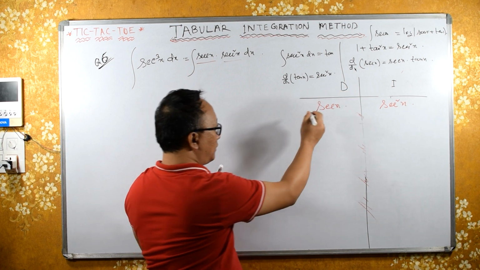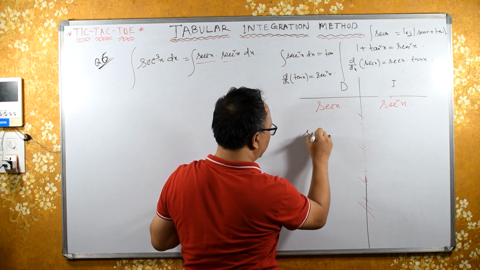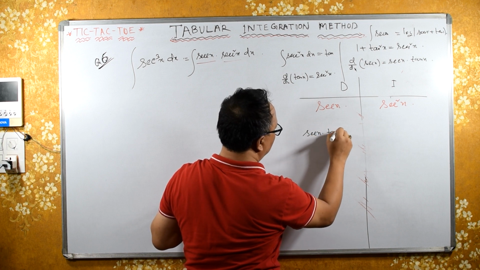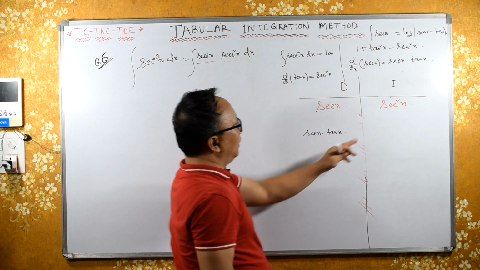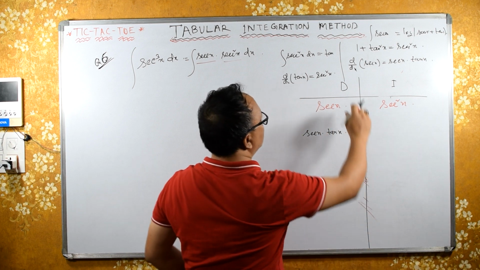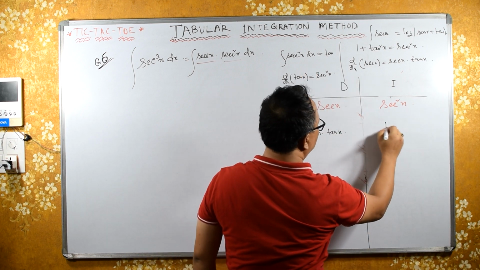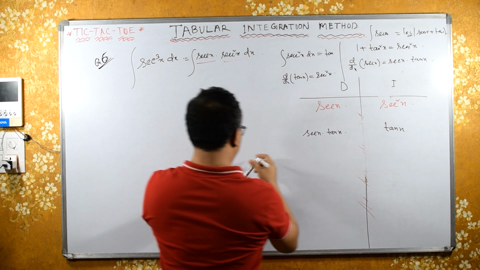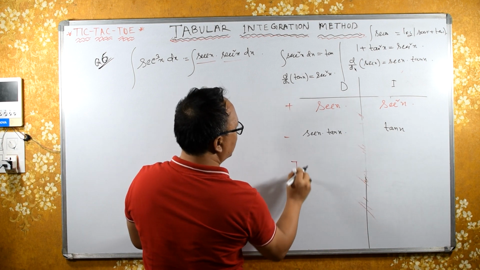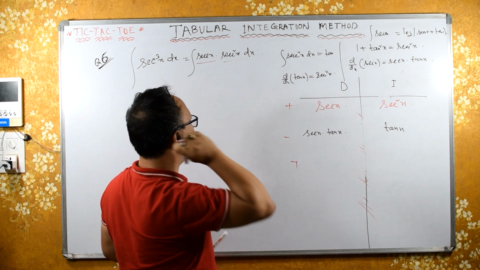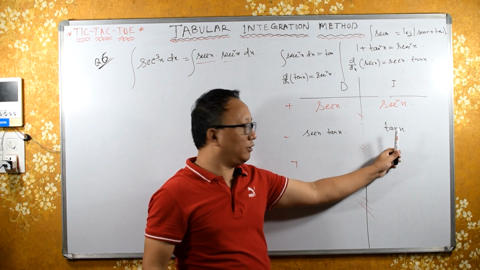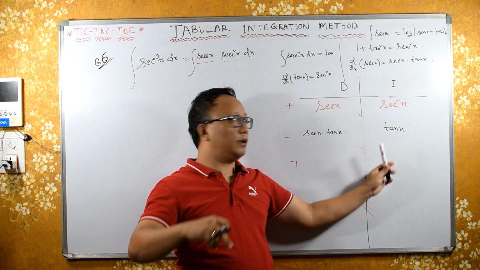Okay, differentiation of sec x is sec x into tan x. Now integration of sec square x is tan x, with plus minus plus here. Now again integral of tan. Integral of tan is, now it will be lengthy. We have to consider integral of 1 into tan x.